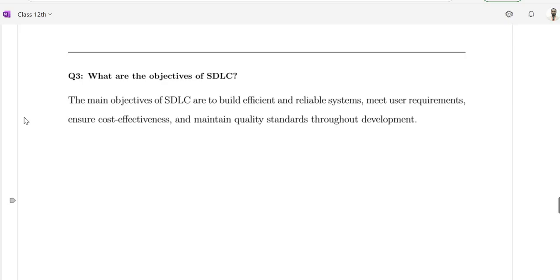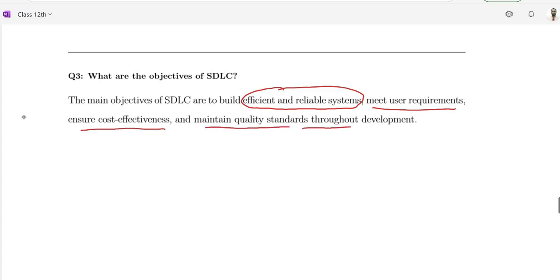What are the objectives of SDLC? The main objectives of SDLC are to build efficient and reliable systems. Efficient and reliable systems meet user requirements, ensure cost effectiveness, and maintain quality standards throughout development.